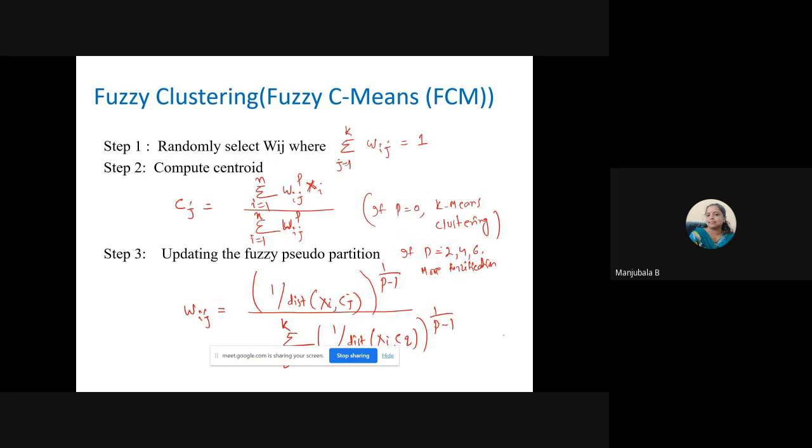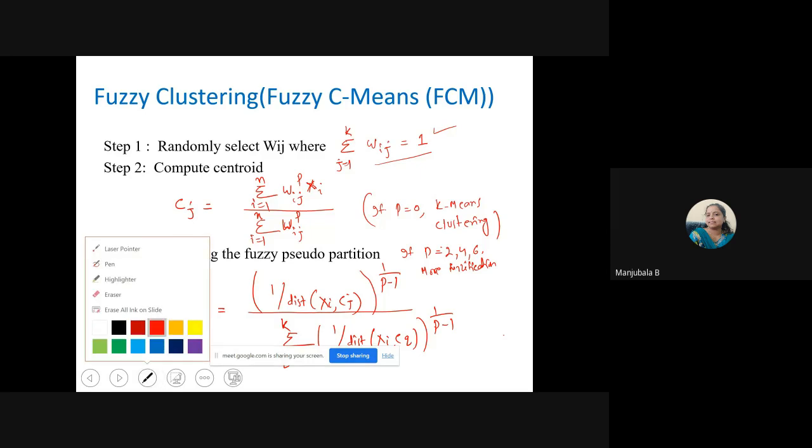If you consider the p value equals 0, it will become the K-means clustering algorithm. So in the FCM, we randomly select the Wij where the constraint is that the summation of all the membership values of a data point with respect to all the clusters should be 1. Summation of j equals 1 to k of Wij will be 1.